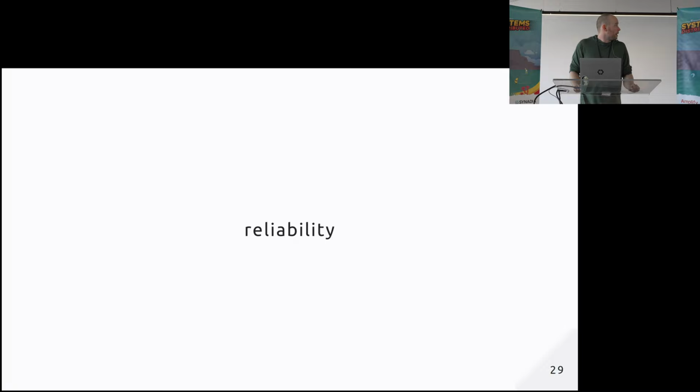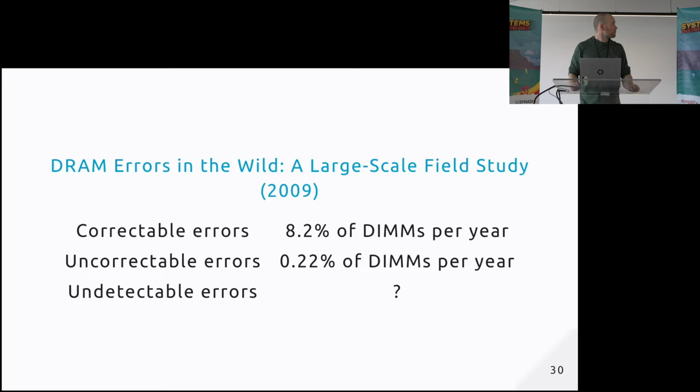OK, and then the final difference is reliability. It's kind of hard to find really good numbers on this. But Google had this paper on DRAM errors in the wild. DRAM chips, when you store a byte, they store some additional bits for redundancy. If you have a single bit get flipped by some kind of mechanical failure, they can recover this. And if you have two bits flipped, they can at least detect it and warn you.